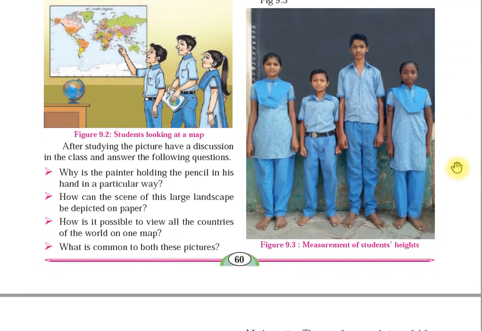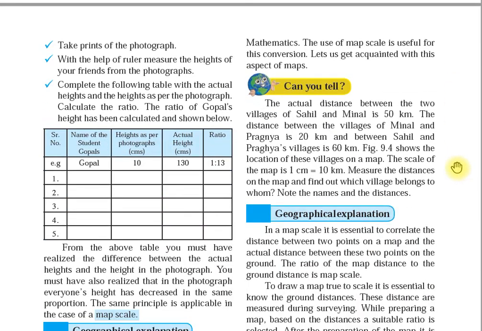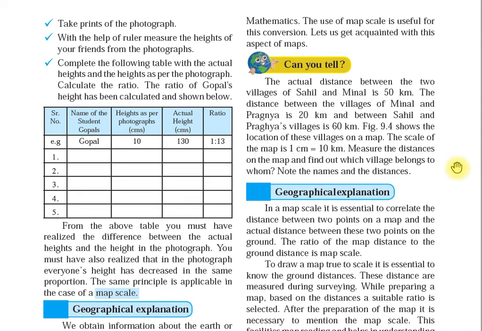Now see on your page number 61. Take prints of the photograph. We have to take the print of the photograph. With the help of the ruler, measure the height of your friends from the photograph. So we have to measure the height from the photograph. Now complete the following table. We will not be able to complete the table here; this activity we have to do in the class.